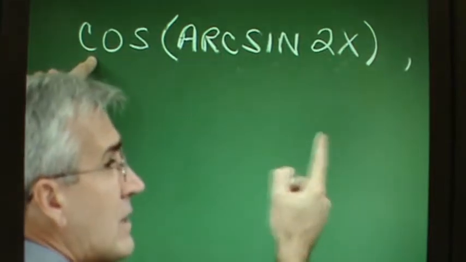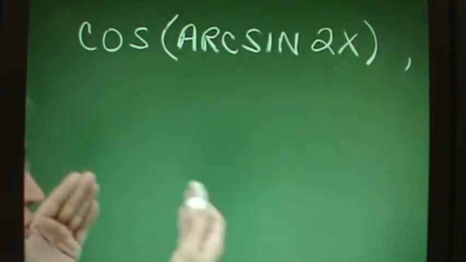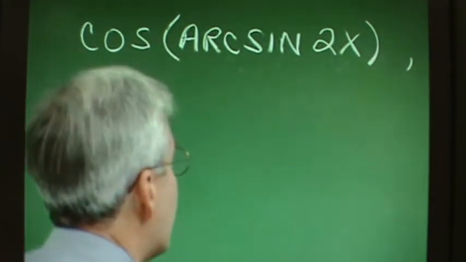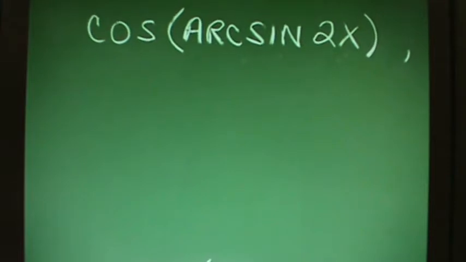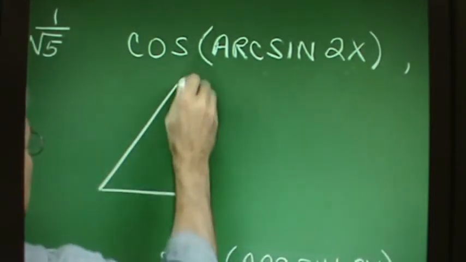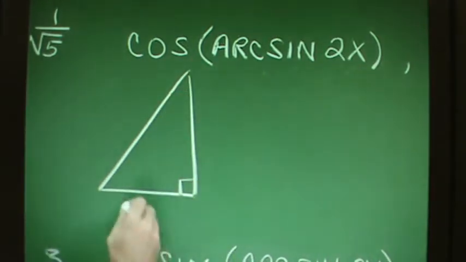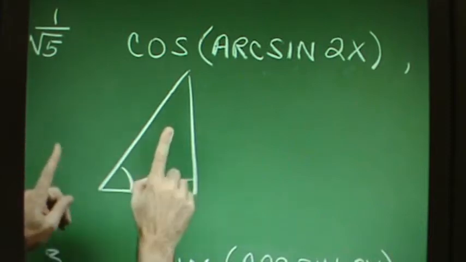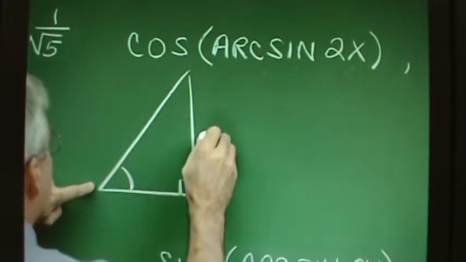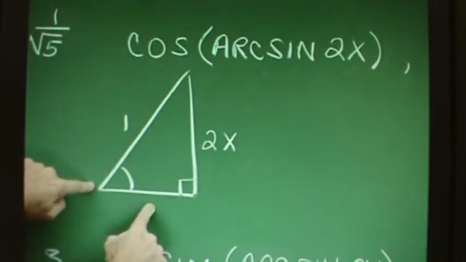Well, we really don't need the angle itself, though, because we can calculate the sides of the triangle that has these characteristics, and we can find the cosine that way, as we have with the other problems. So here's the idea. We have a right triangle, with an angle whose sine is 2x. Now, sine is opposite over hypotenuse, so we can just say that this is 2x over 1. And now we can find the length of this side.